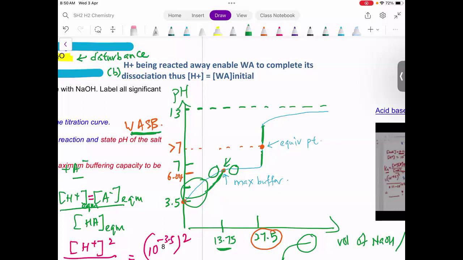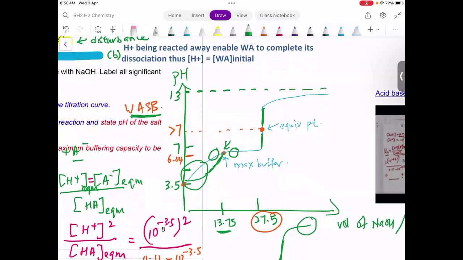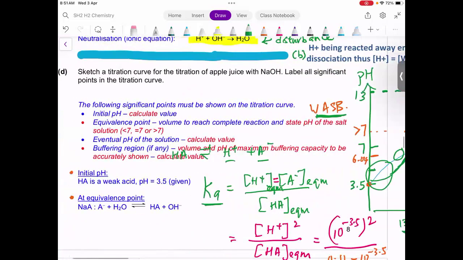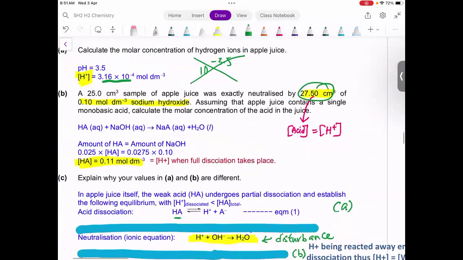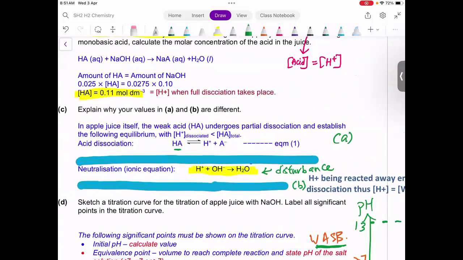Okay, if they never specify, then you just indicate whether the pH is more than 7, 7, or less than 7. So if the question did not specify any calculation, this will be enough. Any other question? If you're asked to calculate the pH of the equivalence point, then you need to consider dilution, because the total volume now becomes 27.5 plus 25. Yeah, you need to consider dilution.